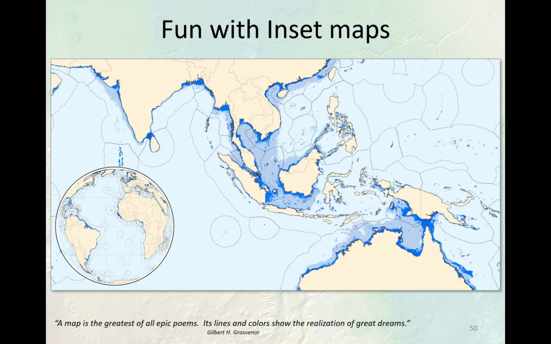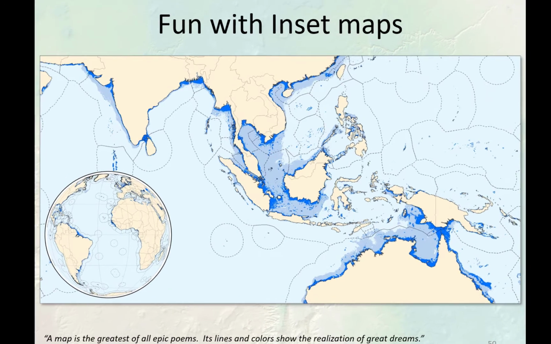This example uses an inset map to show other areas. So our primary map tells the story we're wanting to tell. The inset map shows that the same phenomena occur in other parts of the world. In this example, we wanted to show suitable areas for marine aquaculture in Southeast Asia, where these dotted lines represent the exclusive economic zone boundaries for each country.